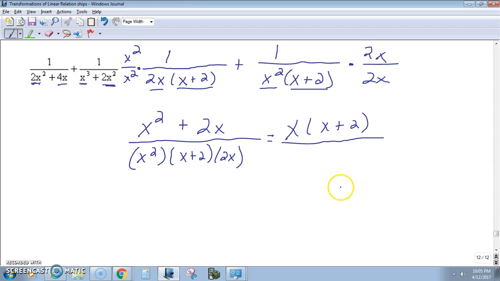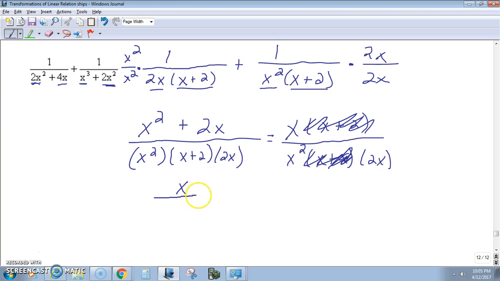Okay. Still playing around here. Oh, look, it has an x plus 2, right? Look. Watch. Look, you guys, I just did math. I just mathed. X squared times x plus 2 times 2x. As long as they're all being multiplied together, look, I can cross off this, and I can cross off this, and then I have, what do I have now? Watch me now. X over x squared times 2x.